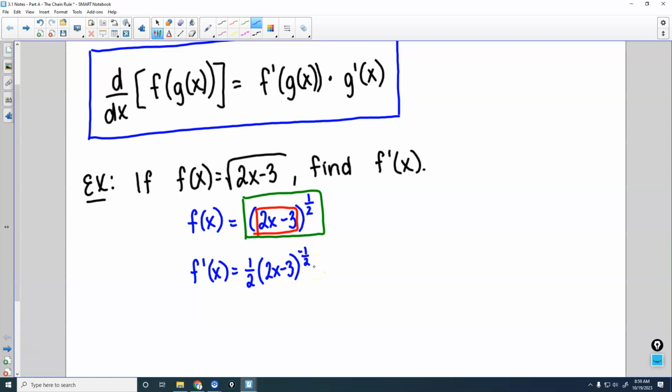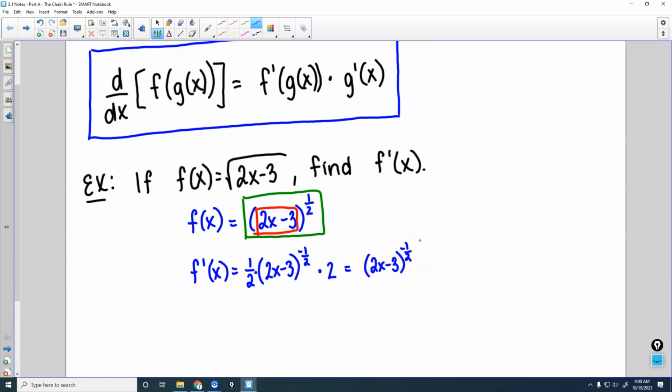Okay, so that was the derivative of the outside, the green box, of the something to the 1/2 power. But I must multiply this by the derivative of the inside function. What is the derivative of 2x minus 3? 2. So I must multiply this by 2. And so everything here is multiplied. I would do 1/2 times 2. What's that going to give you? 1. So they cancel each other out right there. So really, this is just 2x minus 3 to the negative 1/2.